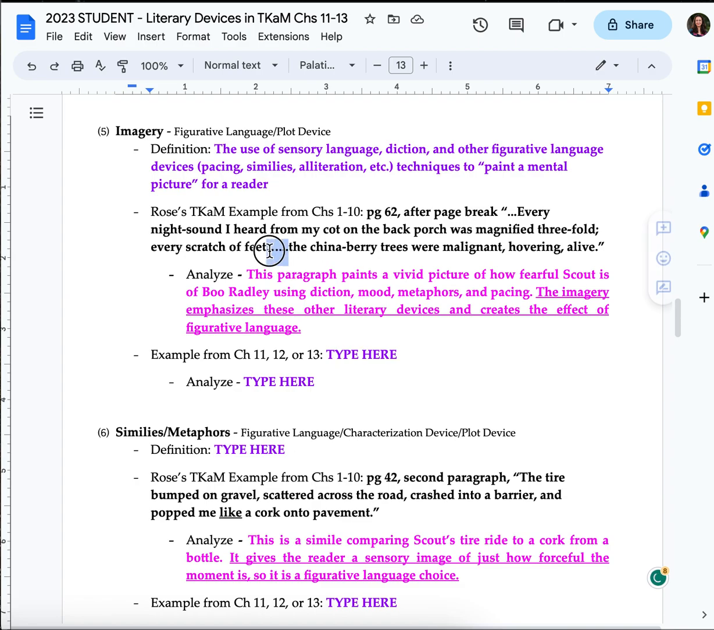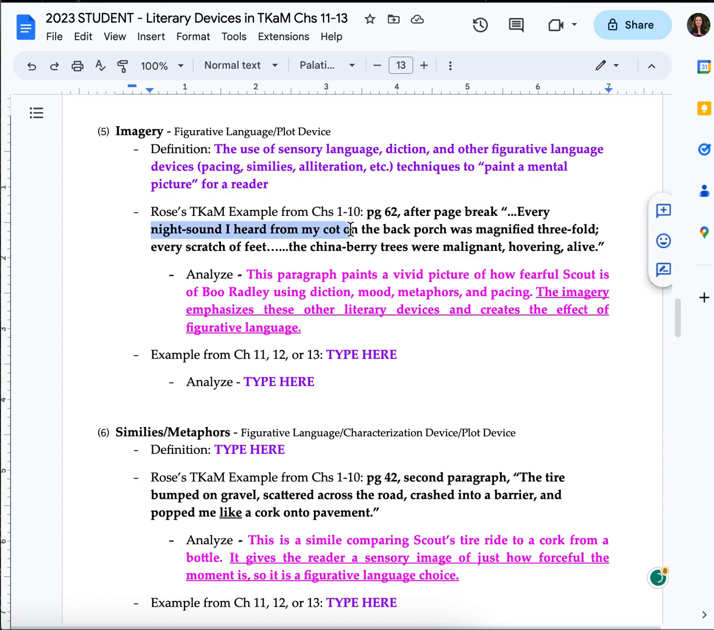This whole paragraph, which I cut out the center of because it's long, you don't have to include a whole paragraph. I want you to include a bit of it, right? But this paragraph paints a vivid picture of how fearful Scout is of Boo Radley. And she is using diction, consider that they are malignant or evil. She's using mood by making me feel creeped out, right?